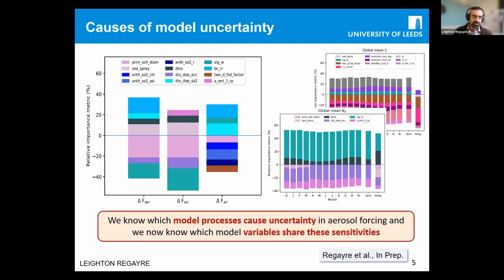We can evaluate the causes of model uncertainty. We haven't done a robust sensitivity analysis here. All we've done is look at which model processes are causing the uncertainty using partial correlations, which are essentially just the covariance matrices of residuals based on linear regressions. And we've calculated the relative importance of those different terms.